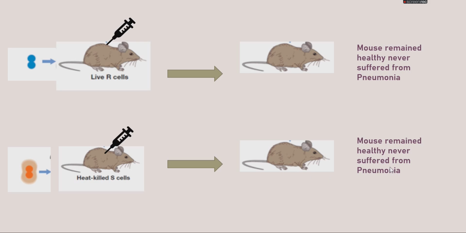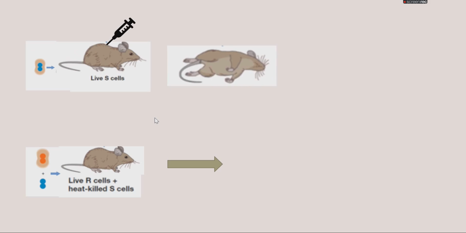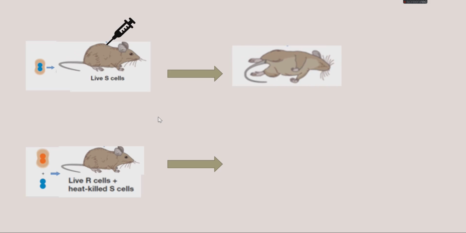Why? Because the bacteria get destroyed by heat killing. So this mice remains healthy. But in another experiment, you can see here this live S bacteria when injected in a mice, this mice suffered from pneumonia and then it died.